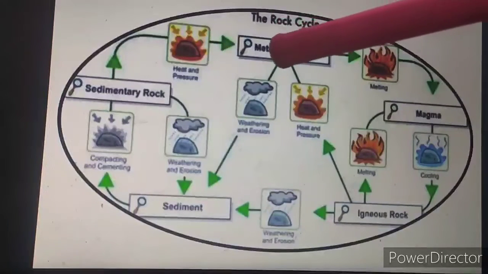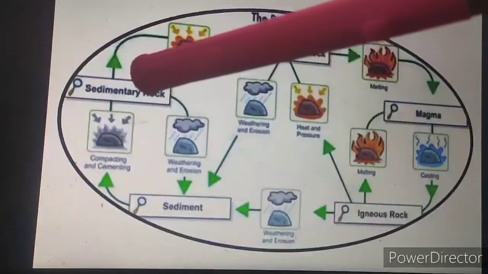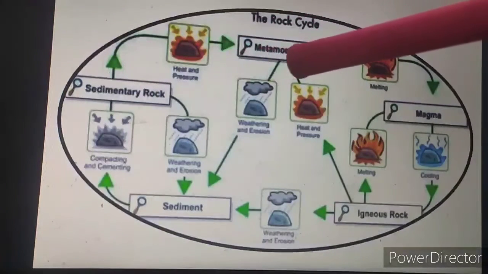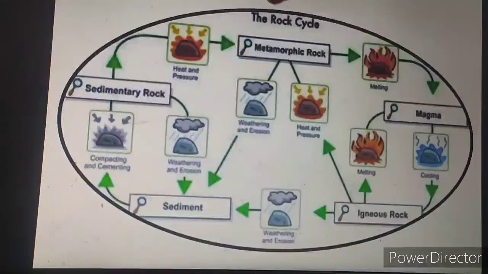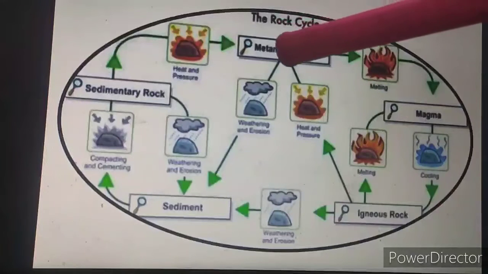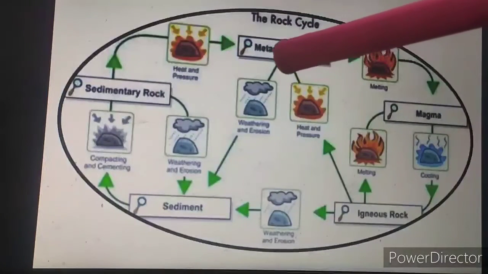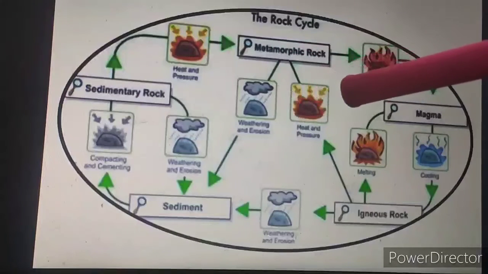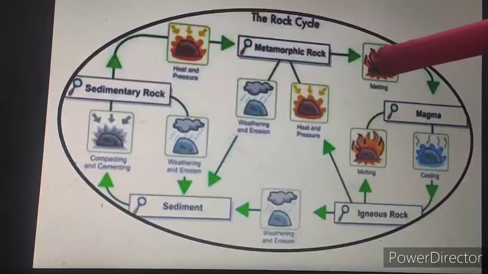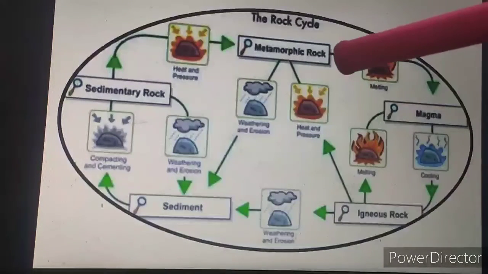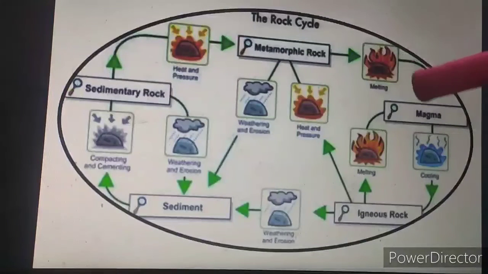When heat and pressure is given to the igneous rock or to the sedimentary rocks, they form the metamorphic rock. Clear? Now, till here we have done this metamorphic rock. Again, they will be compressed to a point that it gets transformed into a melted state, and again it will form magma. You can see here, okay?